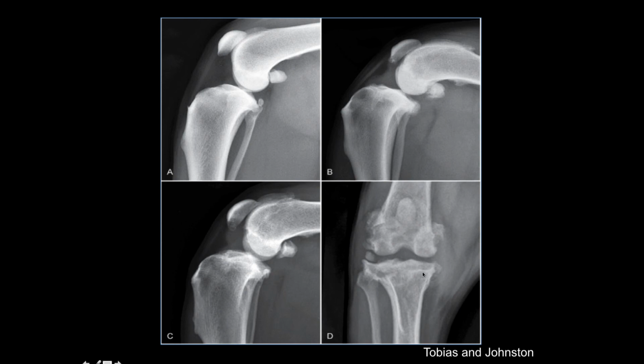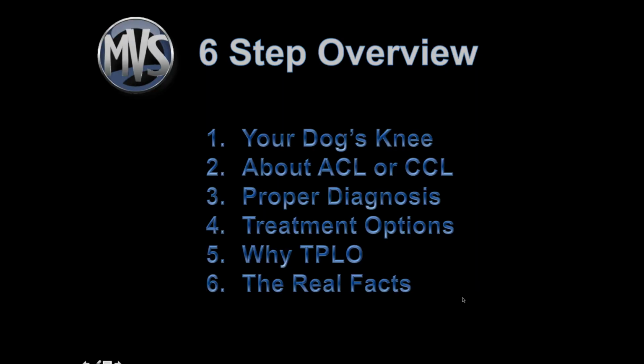And then finally here, this is a view of the knee looking at you, and you can see all these irregular bone spurs that are indicative of arthritis. Every dog will progress through the phases of arthritis after an ACL tear. Our goal is to minimize that progression.